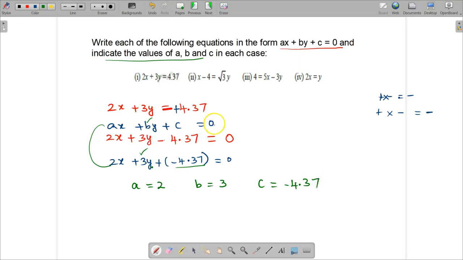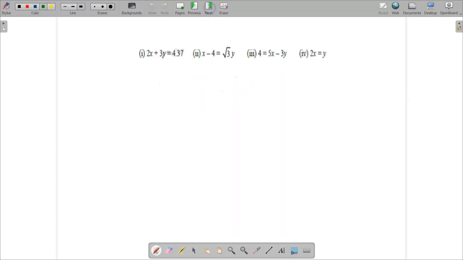And right hand side here also 0, here also 0, right? So easily the x coefficient is a, y coefficient is b, and plus some constant value, which is c. In that way I can easily solve and find the a, b, c values in the other subdivisions also. So coming to the second subdivision, I have x minus 4 equal to root 3 y.